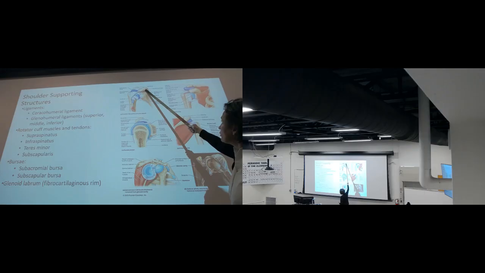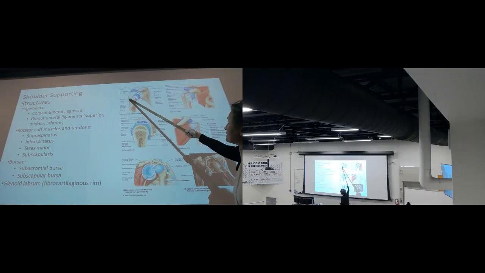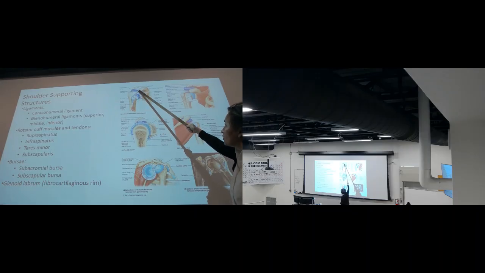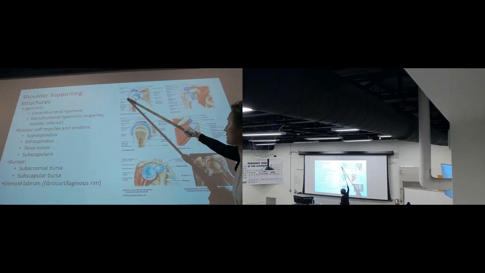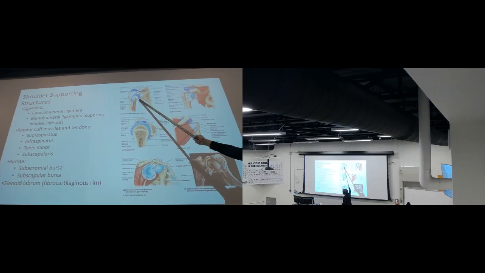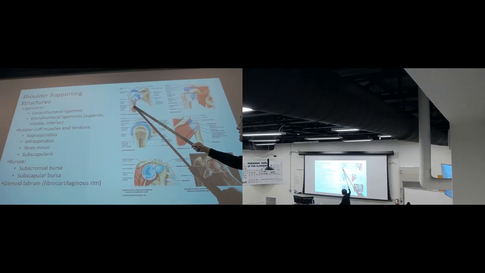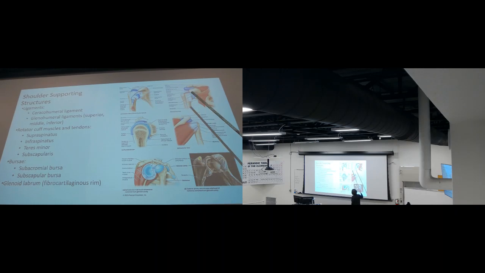And then here we have the coracoid process, and this is the humerus, the area below this greater tubercle. So this will be the coracohumeral ligament. And then in here we have the tendons of the subscapularis muscle, and this is the tendon of the long head of the biceps.